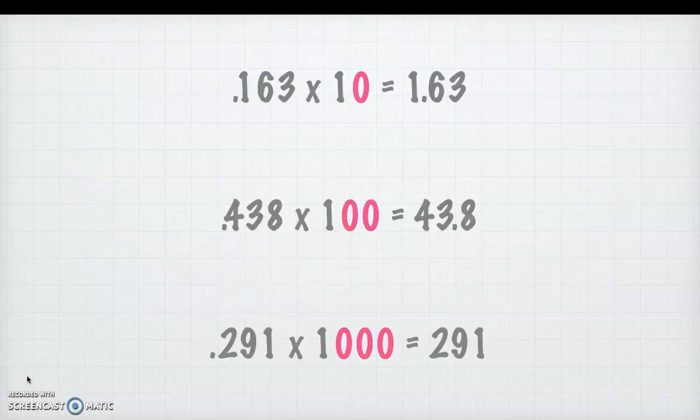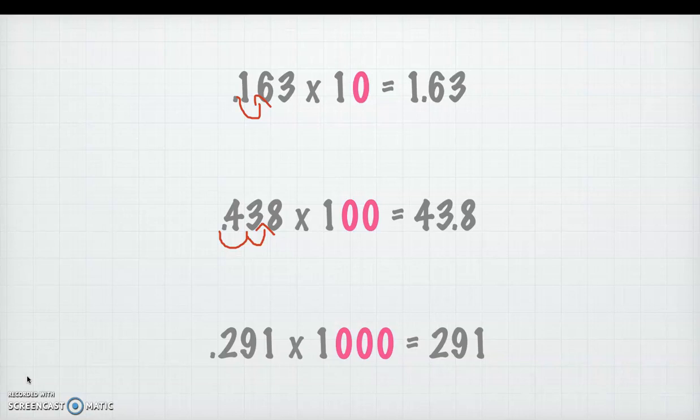Let me go ahead and show you an example. I have 0.163 times 10. 10 has 1 zero. So all I did, I moved my decimal point 1 time to the right, and my final answer was 1.63. Moving on, 0.438 times 100. 100 has 2 zeros, so I'm going to move my decimal point to the right 2 times. 1 and 2. And my final answer is going to be 43.8. Moving on to the last one, we have 0.291 times 1000.